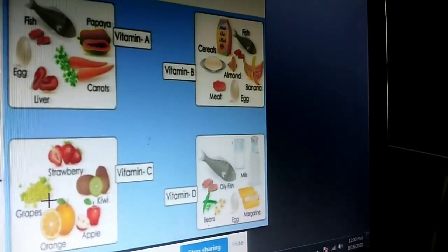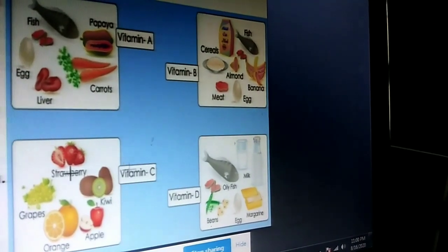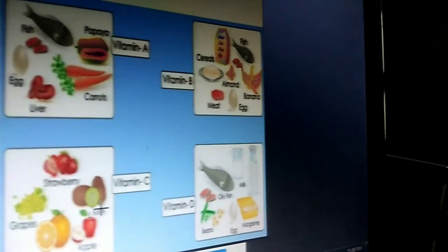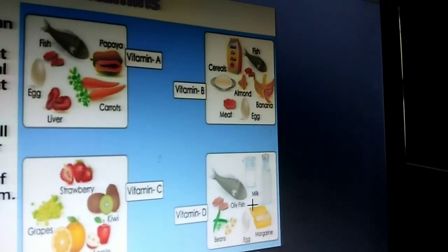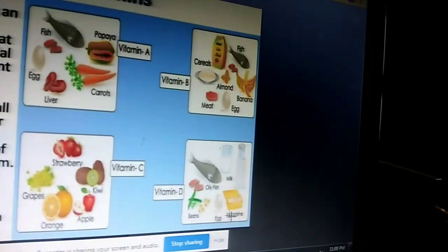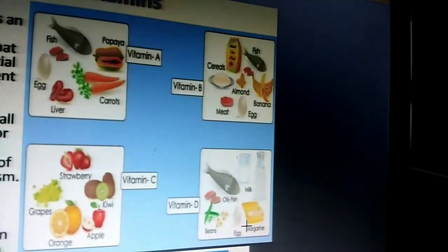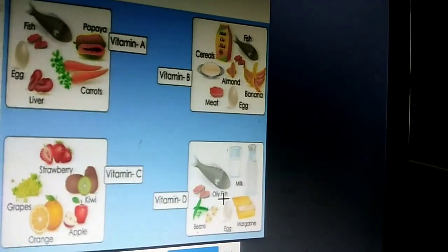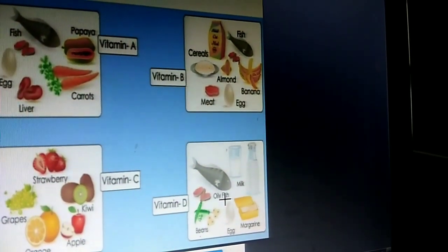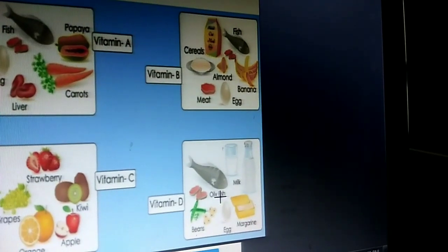Now coming to vitamin C, all citrus fruits which are sour in taste are vitamin C rich fruits, like strawberry, grapes, orange, apple, kiwi. Coming to vitamin D, oily fish, milk, then egg, beans, but these contain it in very minute quantities.